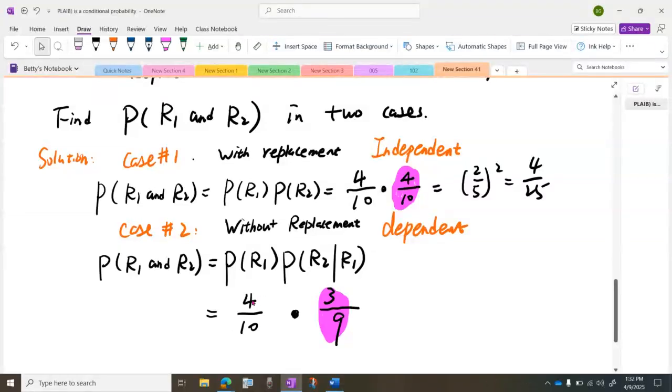what we get the first time, right? Firstly, the total number of marbles is reduced to 9. And since we are considering getting 2 red marbles, the first time I already got a red marble, so the number of red marbles is reduced by 1 as well, so 3/9. And then we multiply the two probabilities together. So we have 2/5 times 1/3, that is 2/15.